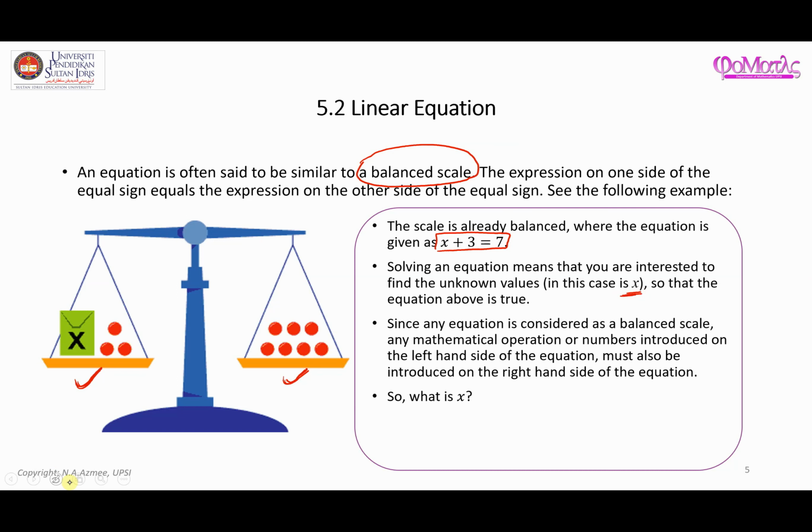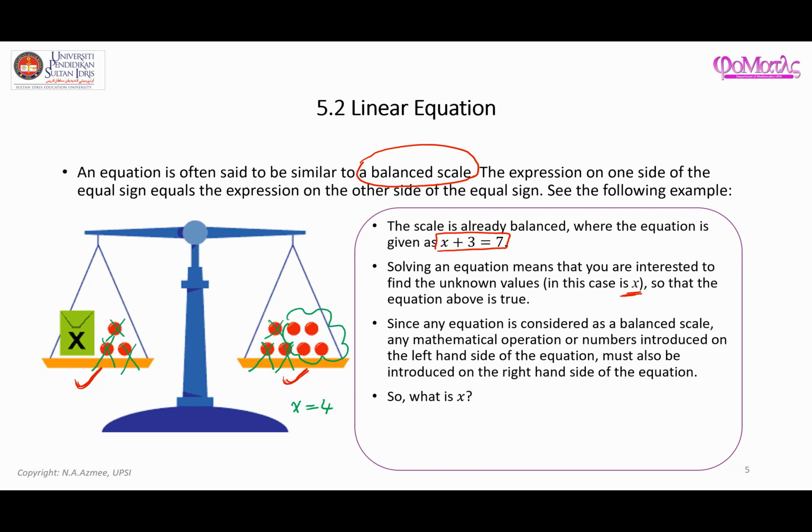Since any equation is considered a balanced scale, if you want to find x, technically I can find x by thinking of removing the balls. Take the balls out one by one. So I want to find x. If I take this ball out, I have to take another ball out from the right hand side, and another, and another, so the scale stays balanced. Based on that I can get the value of x. The value of x must be equal to 4, the remaining balls on the right hand side.